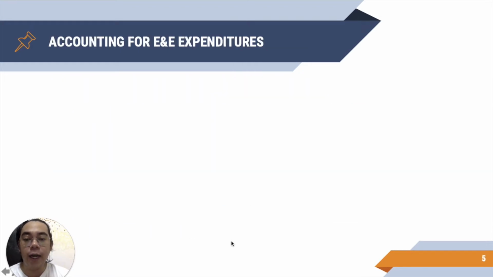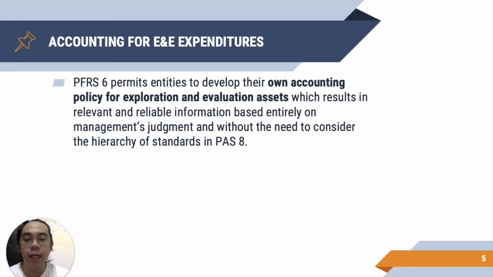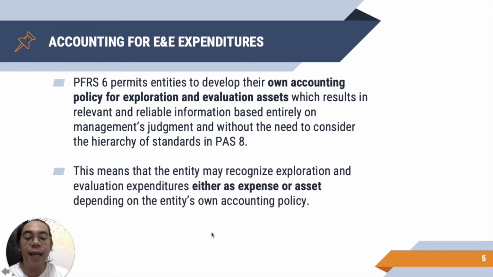So, to account for exploration and evaluation expenditures, PFRS 6 permits entities to develop their own accounting policy for exploration and evaluation assets, which results in relevant and reliable information based entirely on management's judgment and without the need to consider the hierarchy of standards in PAS 8, meaning the entity may recognize the exploration and evaluation expenditures either as expense or asset depending on their own policy. So, pwedeng expense, pwedeng asset. Depende sa company.